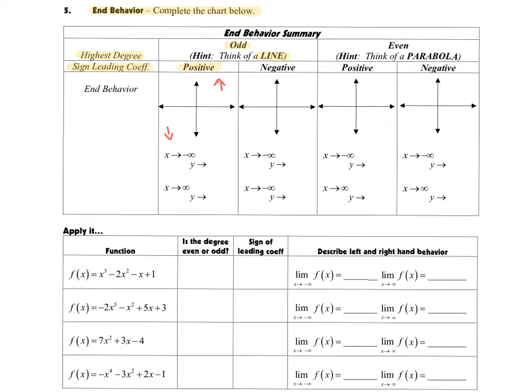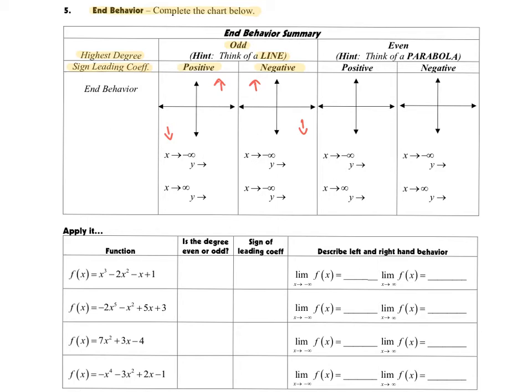Conversely, if I have an odd degree, but instead I have a negative leading coefficient, then I'm going to imagine a negative sloping line. So I can fill in that end behavior. And this is the part that should seem familiar to you from your Algebra 2 courses.